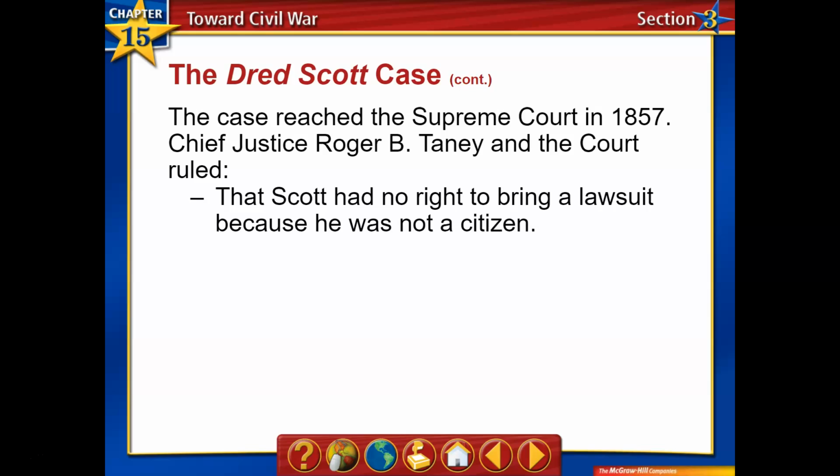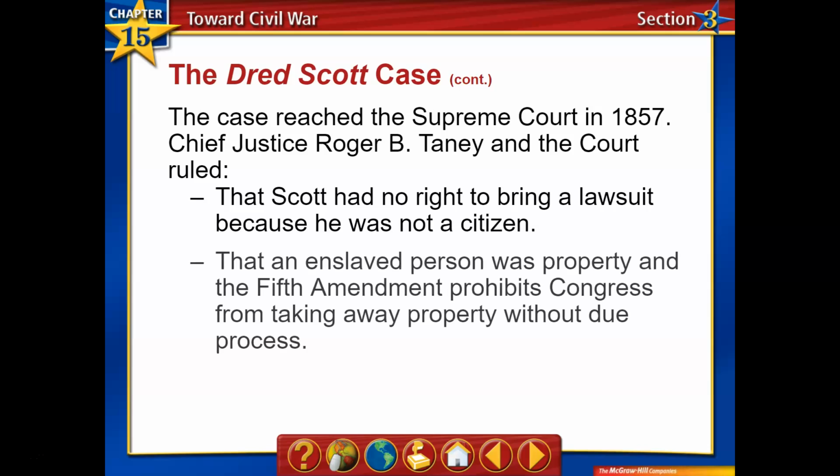It said, one, that Scott had no right to bring a lawsuit because he was not a citizen. So this is a big blow to the idea of seeing African Americans as citizens of the United States. Instead, it sees them as property. And so it's a big challenge for the Republican Party, who's trying to support this idea of abolitionist movement. The abolitionist movement certainly being led by many prominent African Americans. And so this court case in many ways just is going to further divide people on this issue of slavery.